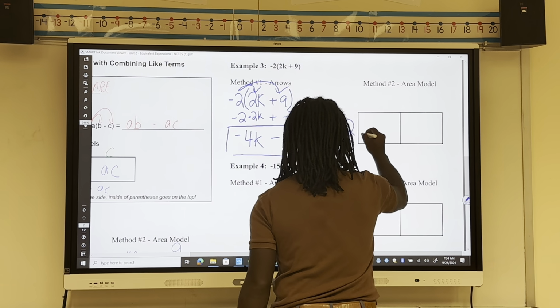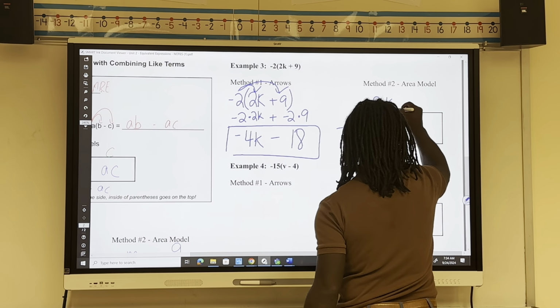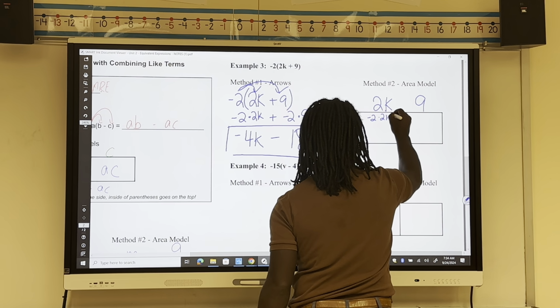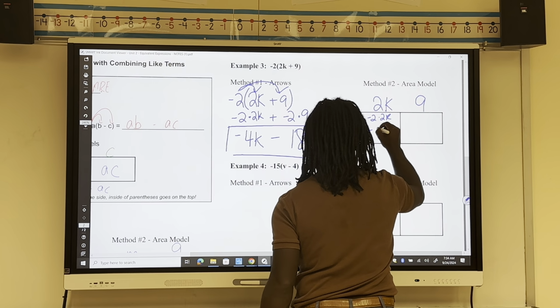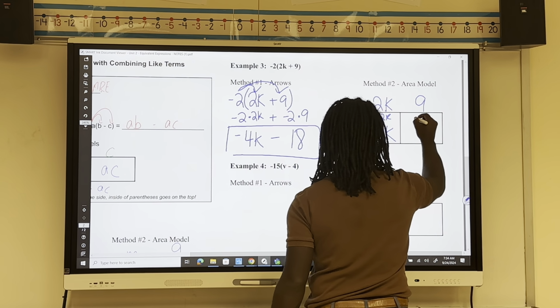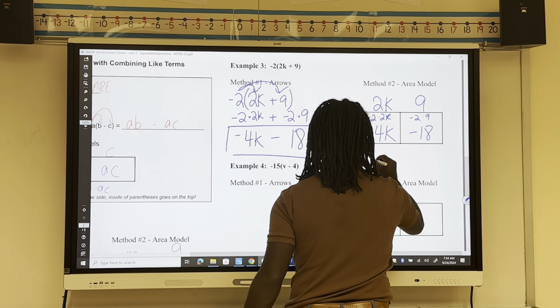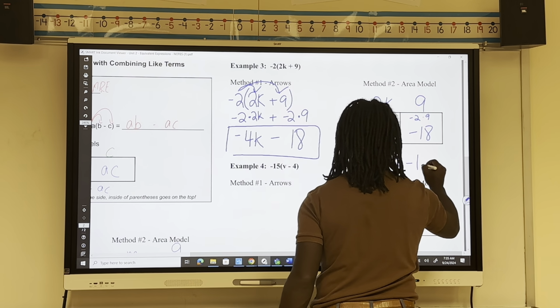Okay. And let's do it again with the area model, just so we have this. Okay. So negative 2 times 2k, and that gives me negative 4k. And then we got negative 2 times 9, and that gives me negative 18, which is negative 4k minus 18.